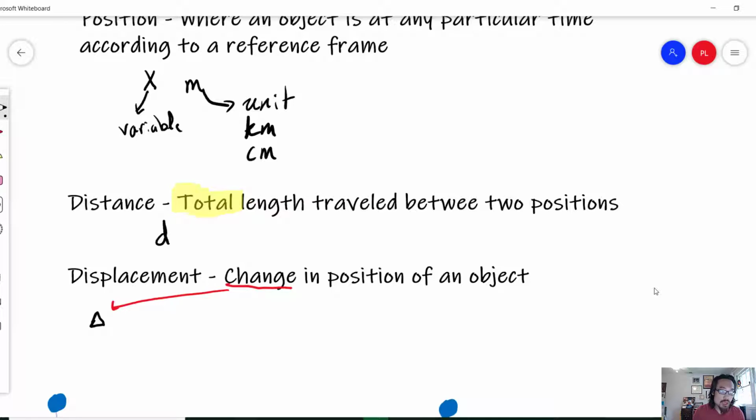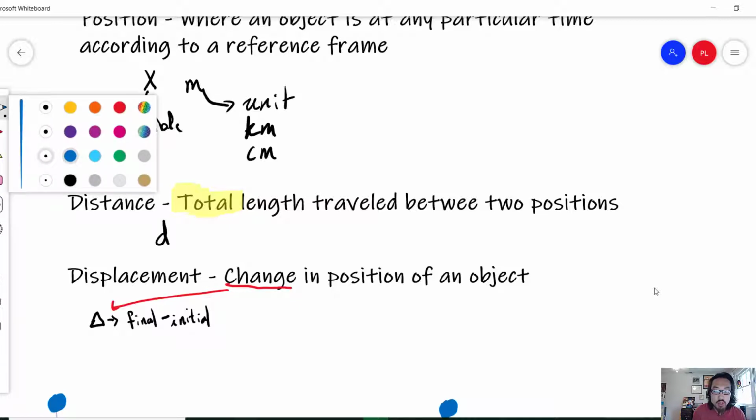So the equation for change will always be final minus initial, no matter where you see it. If you see that triangle, delta, we are always thinking about the final minus initial. Now, when we say final minus initial, we always add a variable to it. So in this case, change in position, let's get a different color here. Let's get blue. So change in position, we would write it like this.